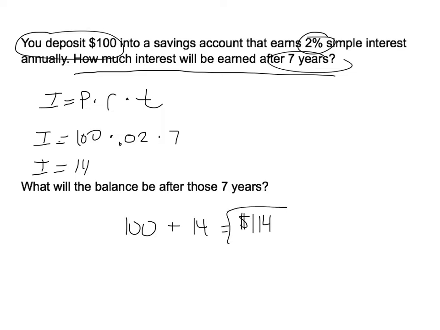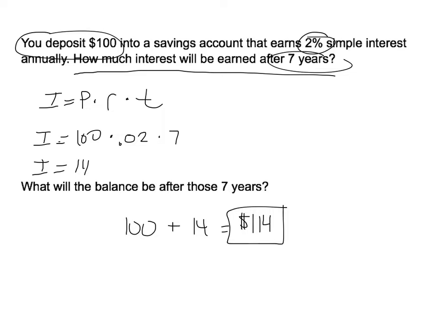Now let's think about this. You deposited $100, and you left it in the bank for 7 years. So 7 years later, you come back, and you've only got $14. Now, $14 might be a lot to some people, but really, you're giving the bank $100 for 7 years, and you come back and they've only really given you $14 for it. It's not that great.